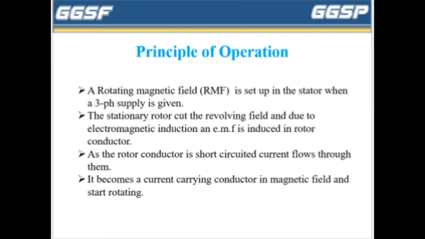Principle of operation: a rotating magnetic field, or RMF, is set up in the stator when a three-phase supply is given. The stationary rotor cuts the revolving field, and due to electromagnetic induction an EMF is induced in the rotor. As the rotor conductors are short-circuited, current flows through them. It becomes a current carrying conductor in a magnetic field and it starts rotating.